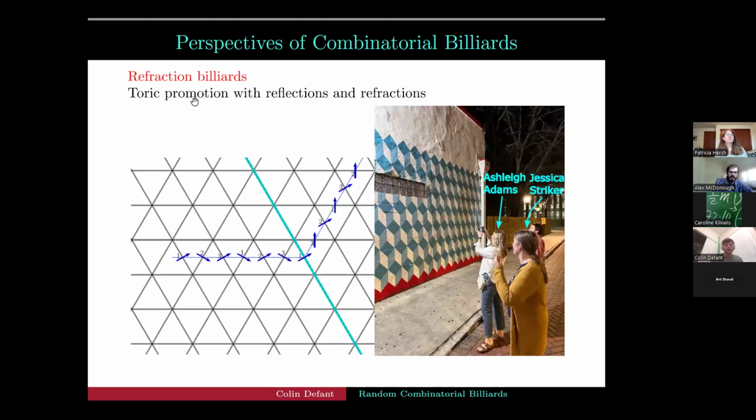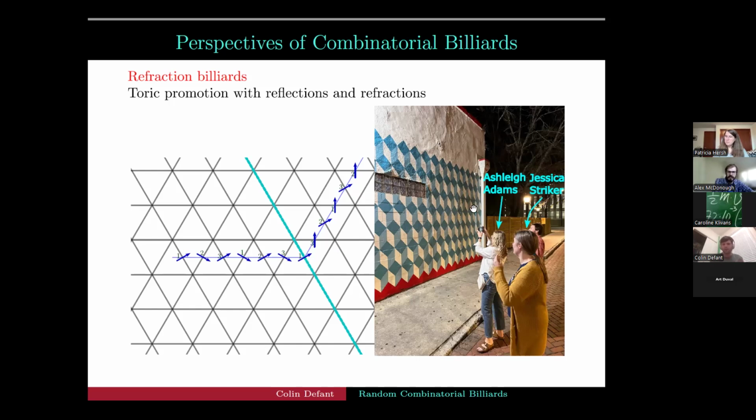There's also this thing called refraction billiards. This is a topic that people have studied over the last decade or so in dynamics. And the idea is that a beam of light can bend, or in other words, refract, when it passes through a hyperplane. And so I have this paper with Ashley Adams and Jessica Striker, where we give a combinatorial way of thinking about these refraction billiard systems. And we end up getting some interesting combinatorial dynamical systems, and we get things like the cyclic sieving phenomenon showing up.